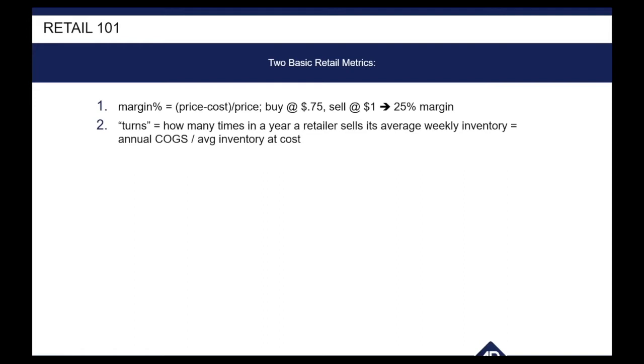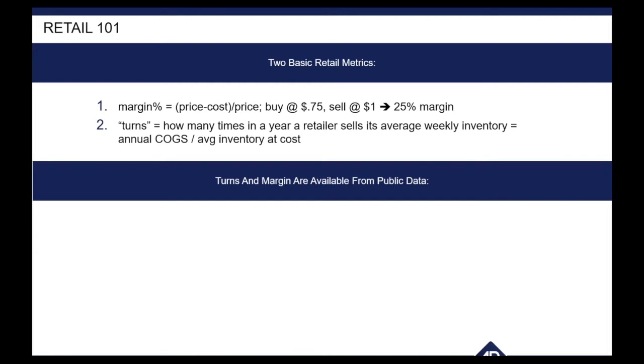The second concept we're going to be using as a metric of health, or describing the dynamics of retail, is turns. Turns has to do with inventory, of course, and it measures how many times over the course of a year a retailer will cycle through inventory. It's defined as the ratio of annual cost of goods sold to average inventory at cost. And again, it gives an idea of how quickly inventory is moved through sales.